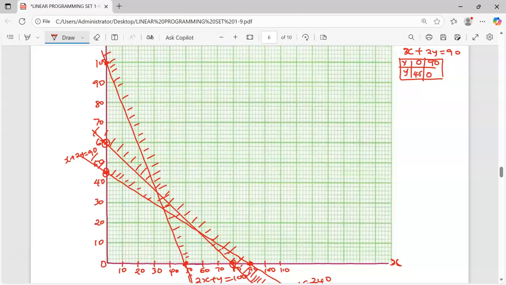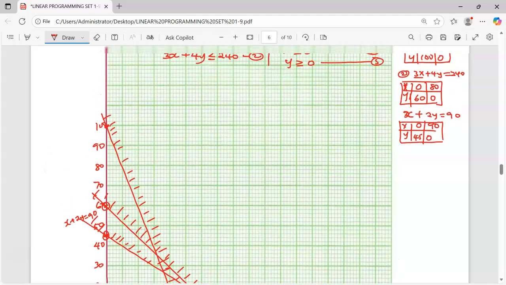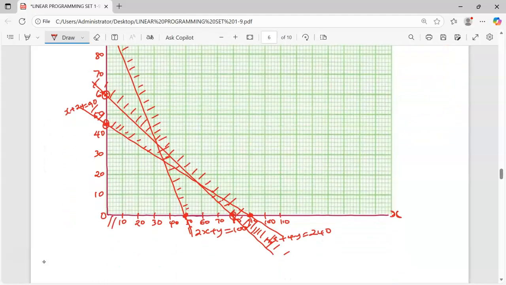And lastly, we have a situation where x is greater or equal to 0. We are going to shade this region down here. We also have a situation where y is greater or equal to 0. So we also shade here, and this becomes our required region. At this point, we are simply going to take the points on the edges. We take the point at this point, we pick this one, and we also pick this one.